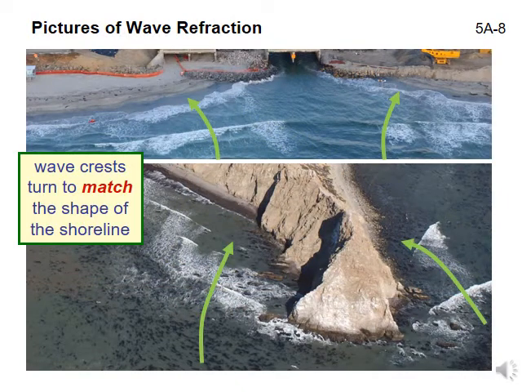Slide 8. As waves approach a shoreline, they turn or bend towards the shoreline, a process we call wave refraction. The result is that wave crests tend to parallel or match the shape of the shoreline as they break.